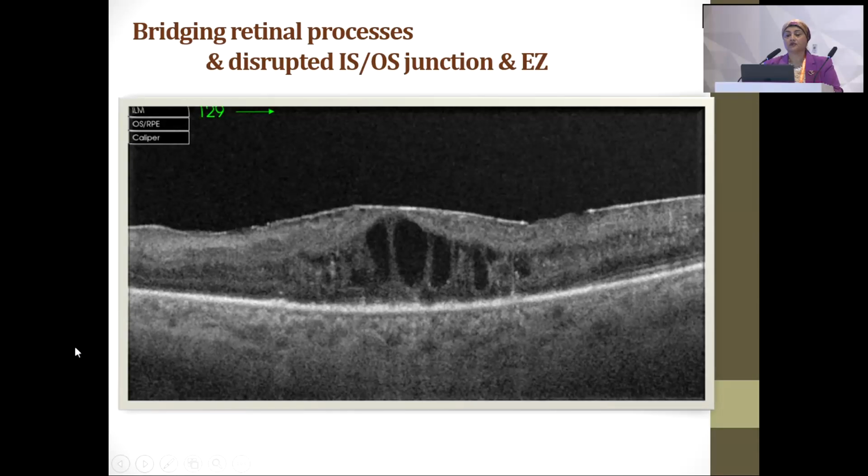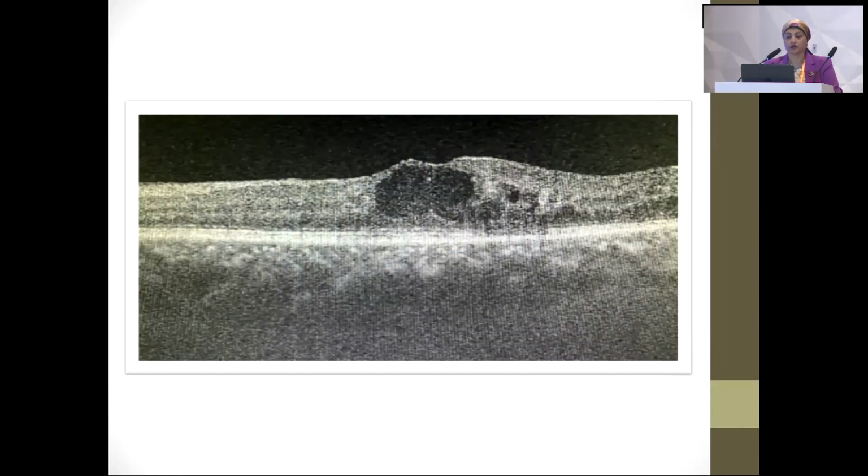As well, if we see the vitreoretinal interface with the epiretinal membrane, shadow of the epiretinal membrane, and multiple intraretinal cystic spaces, and also there is disruption of the outer retinal layer. This all carries bad prognosis for treatment.